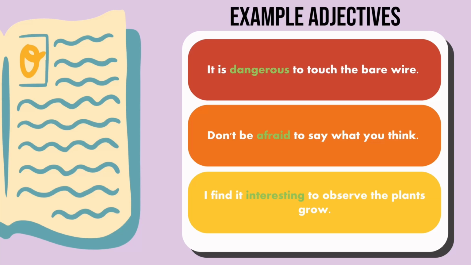There is also a phrase adjective that can be used with ing form. For example, I've always been afraid of flying. Number 3. I find it interesting to observe the plants grow.